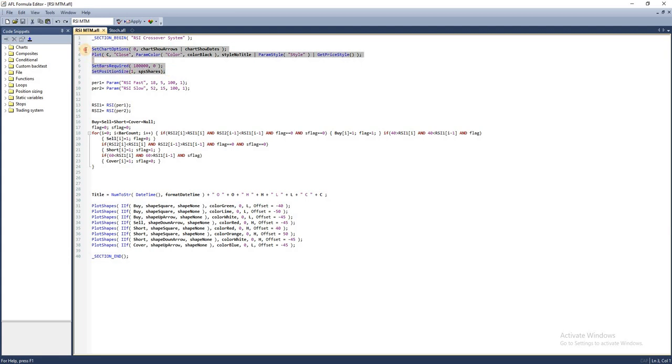The first part of the script is self-explanatory. These are parameters used for charting and backtesting, which we have already discussed in detail in the previous episodes, so I'm skipping this part. And now comes the actual part of the script.